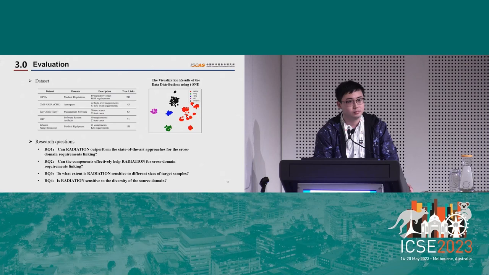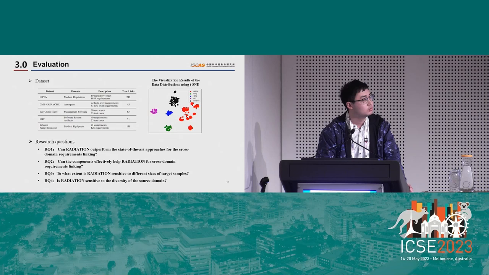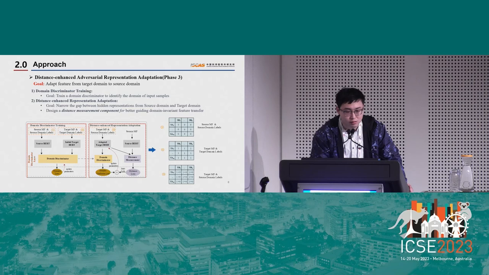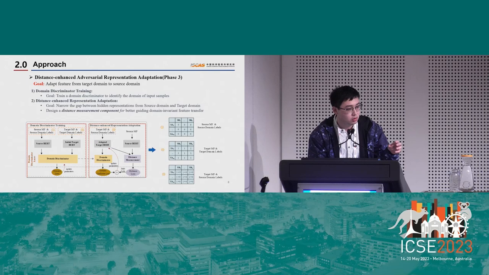So given that you mentioned that you are interested in cross-domain linking of requirements, can you give me an example of what a cross-domain requirement is in your work? Yeah, as for the CoStar project, typically they have few requirements linked. So I have to train the linking model in another domain and apply the linking model to the target domain. That is the cross domain. The target domain is the CoStar projects.